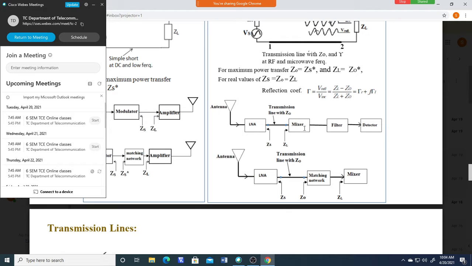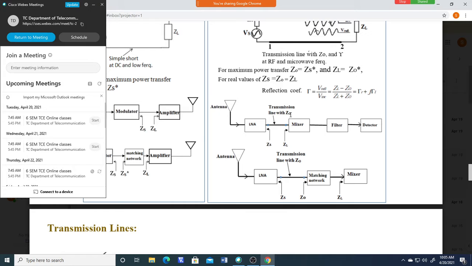To get that maximum power transfer from here to here, this ZS must be the complex conjugate of this. If it is a simple short circuit, then ZS is simply the complex conjugate of ZL, that is, the input impedance of the mixer circuit. That is the load for the source. The LNA is the source, and its output impedance is ZS. If this connection were a simple short, then ZS must be the complex conjugate of that. But it behaves like a transmission line at RF and microwave frequency.